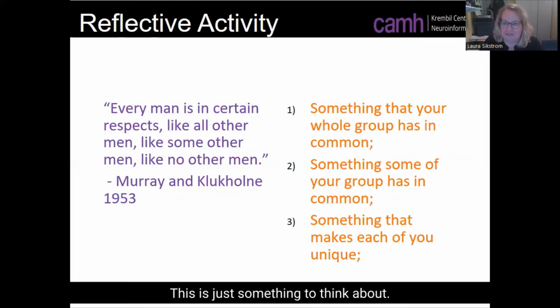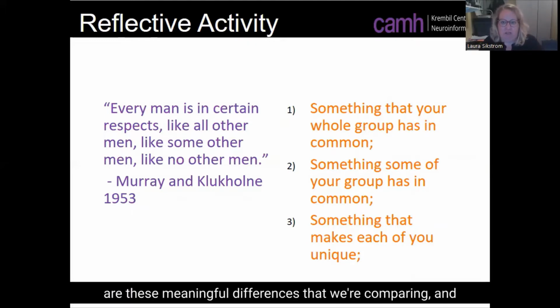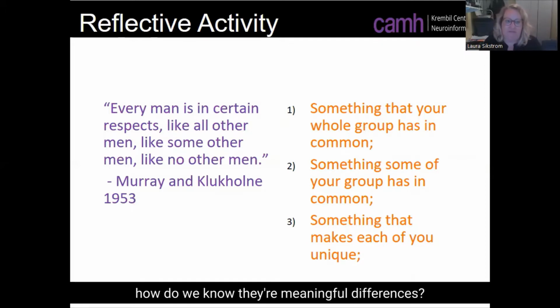So this is just something to think about when we're comparing groups. Are these meaningful differences that we're comparing? And how do we know they're meaningful differences? This is how we identify biases that are discriminatory and think about solutions for solving them.